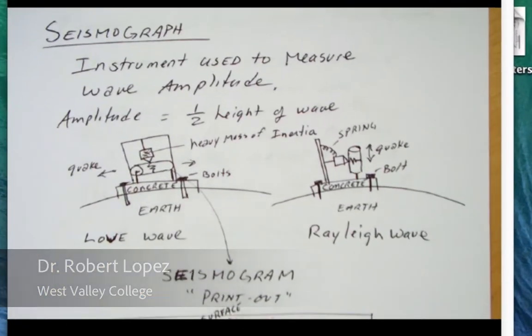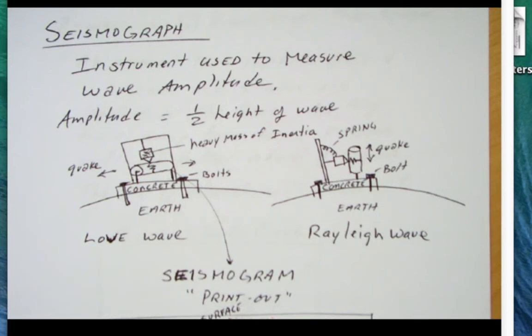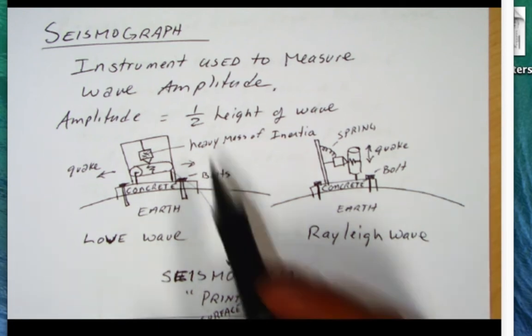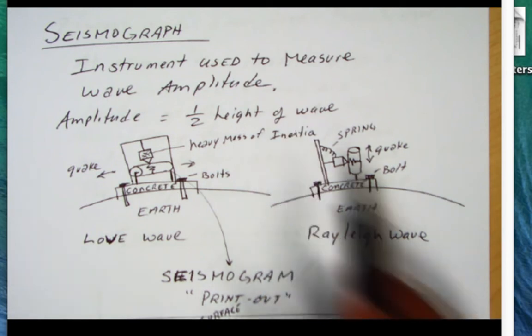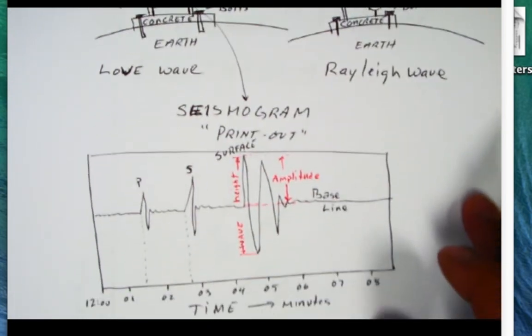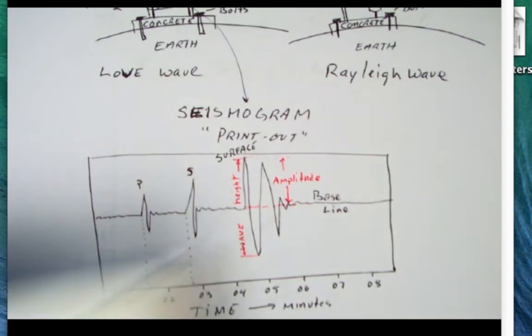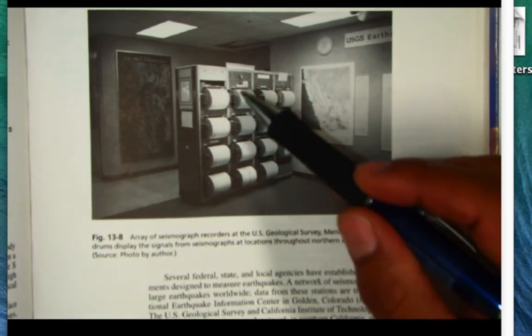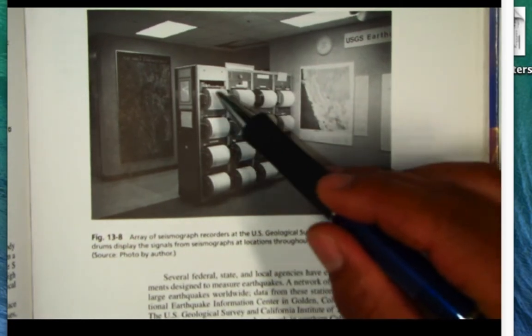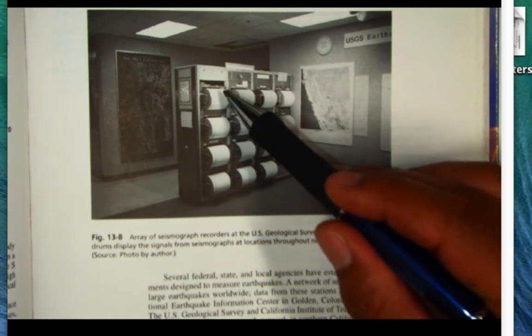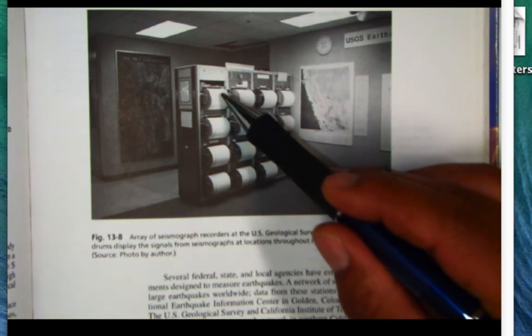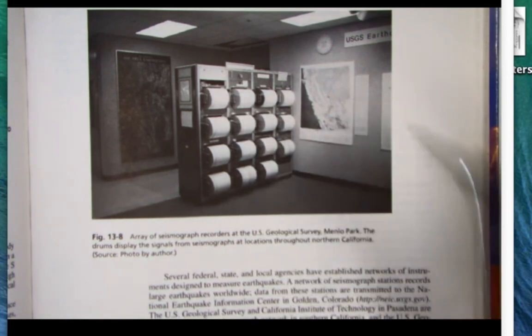So there's an instrument used to measure the wave amplitude. That's called the seismograph. And remember, the amplitude is going to be half the wave height. And if we look at the seismogram over here, the seismogram would be the printout. You probably remember that on a seismograph, you'll have these drums that spin around, and then the little pin will show the shaking. When there's no earthquake, it's going to be a baseline where there's no shaking going on. But once you get an earthquake, that pin will start moving, and you want to measure the deviation from the baseline, or that amplitude.